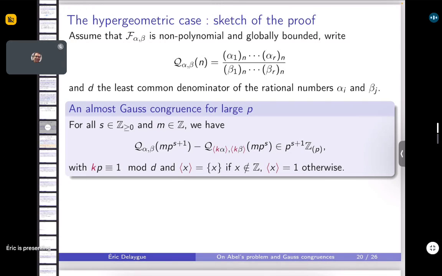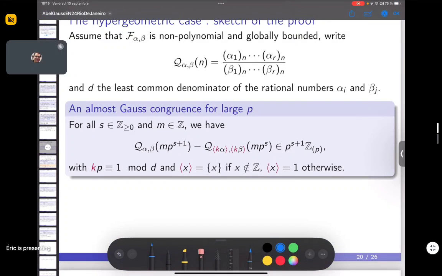So one can prove the following congruence. Here there is no restriction about symmetry in the alpha and beta, and f is not assumed to be factorial. It's why I call this an almost Gauss congruence for large p. So for all non-negative integers s and every integer m, you can prove the following congruence. As you see, it really looks like Gauss congruences, but in fact, in Gauss congruences, you will not have the thing in pink, so you don't have this.